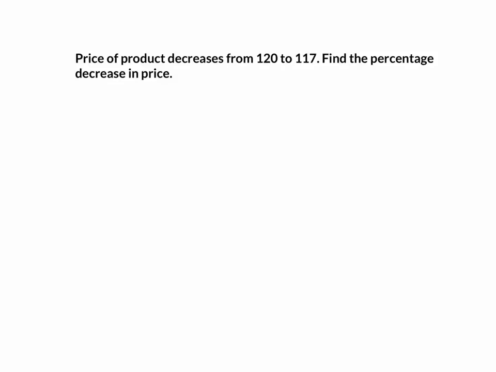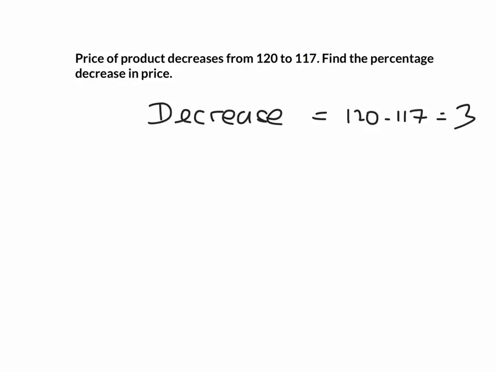What I mean by that is you want to ignore the percentage part first of all and just find out what the decrease in the price is. So that's pretty easy. It's 120 take away 117. So once we've done that, we have to change this amount, 3, into a percentage. Most people realize that you have to make it into a fraction first and then multiply by 100, but they sometimes get confused by what the fraction should be.